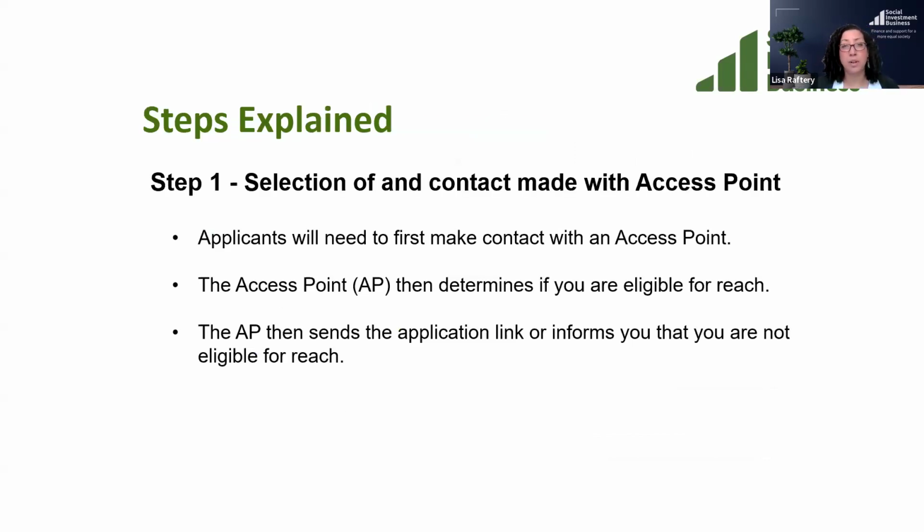So first of all, step 1 in making your application is to make contact with the access point. Applicants do need to first speak to an access point to determine if you're eligible to apply for REACH and if they can support you in that process. Once it's been determined that you are eligible for REACH and the access point has a fund that they can invest in you, the access point will then be able to send you the application link, and this will then allow you to start the process of applying to REACH.